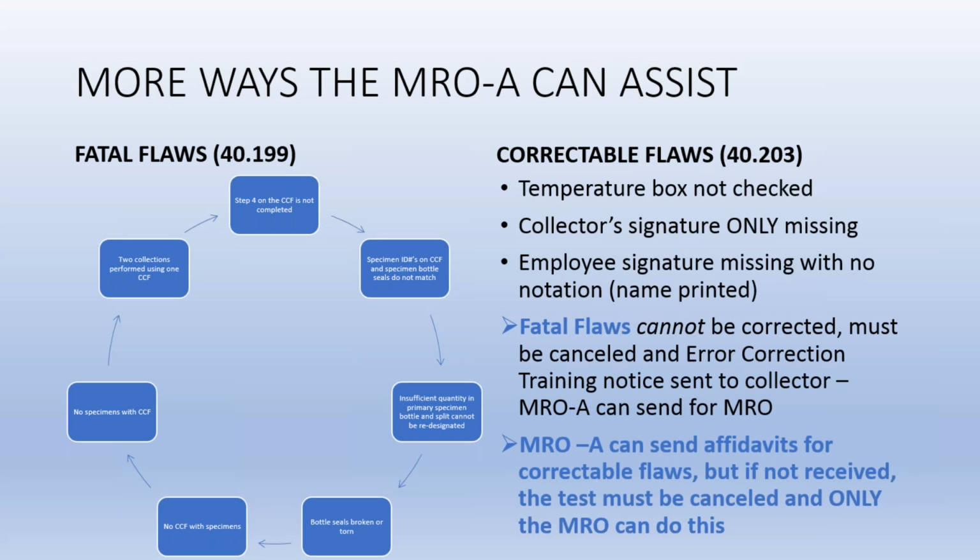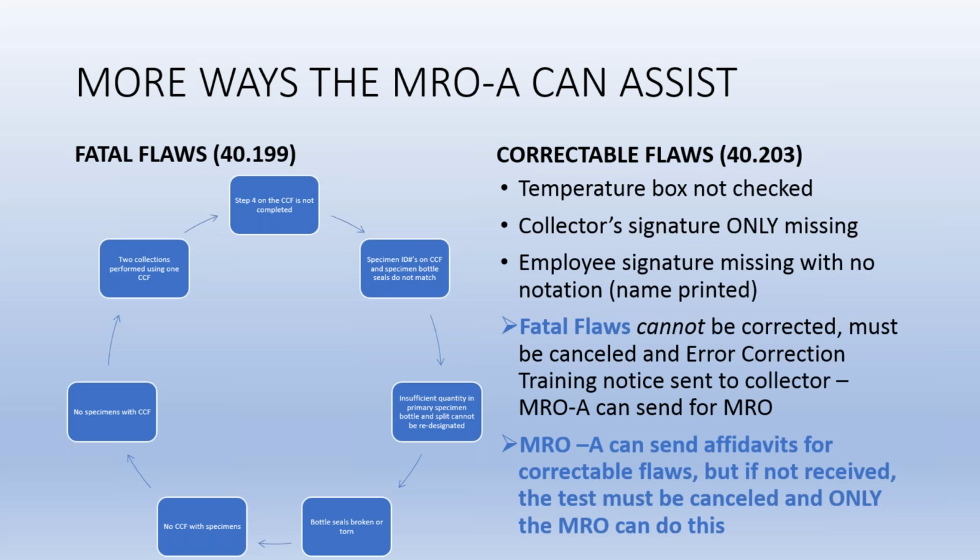Correctable flaws. These are errors that are committed. They have a temperature box that's not checked. You have collector signature only missing. You have the employee signature missing. For all of the correctable flaws, the MROA can send affidavits, but if not received, the test has to be canceled, and only the MRO can do that.